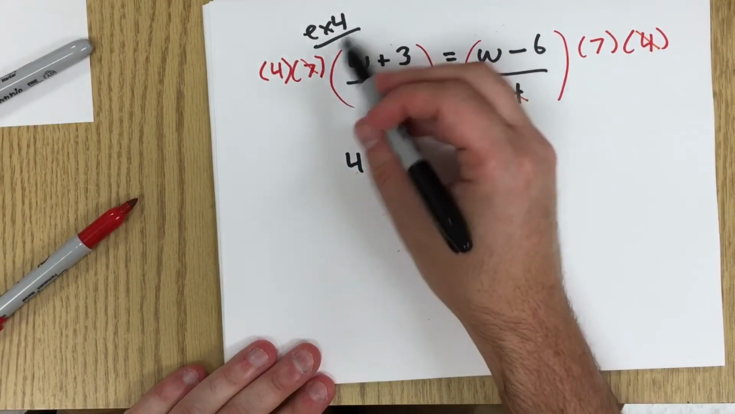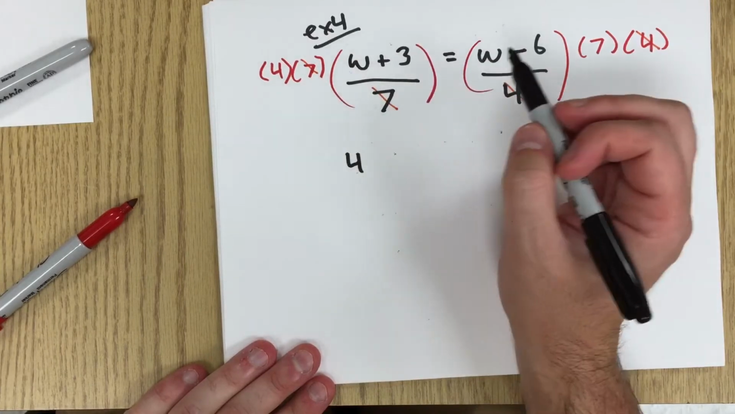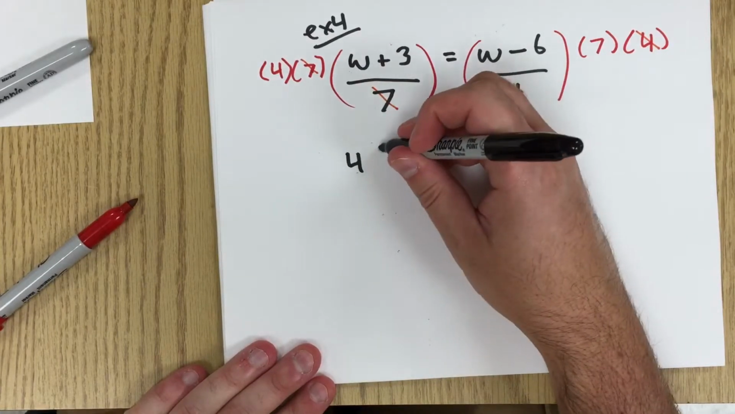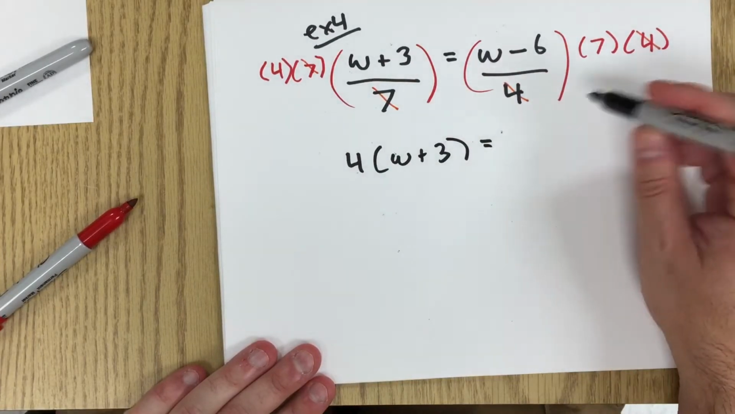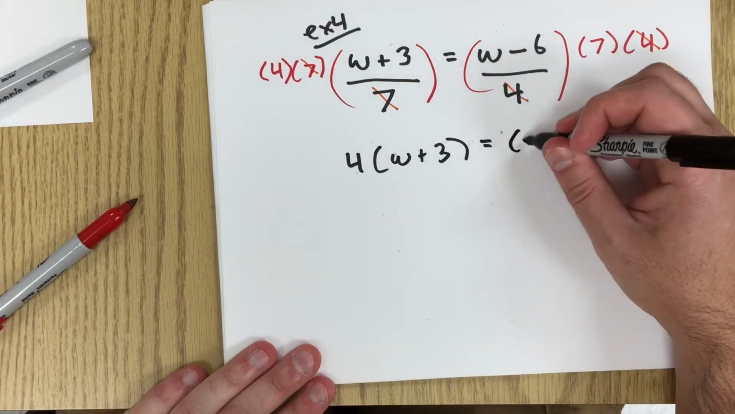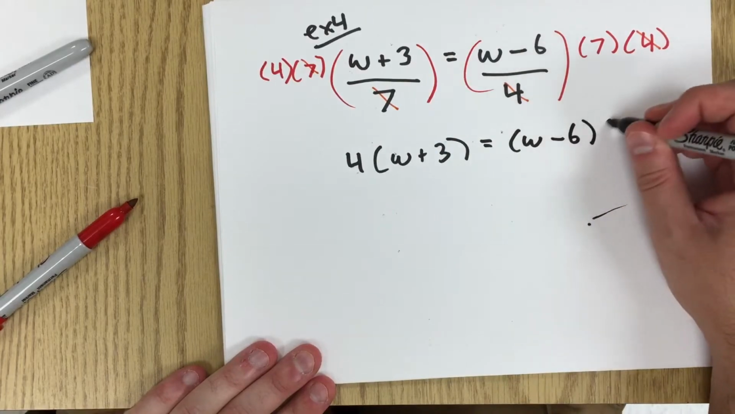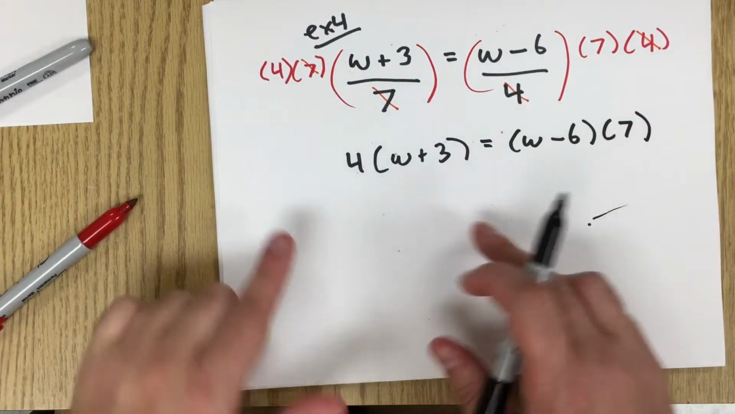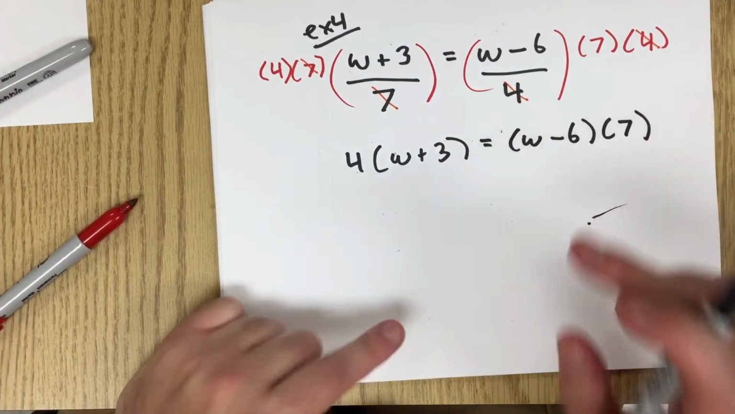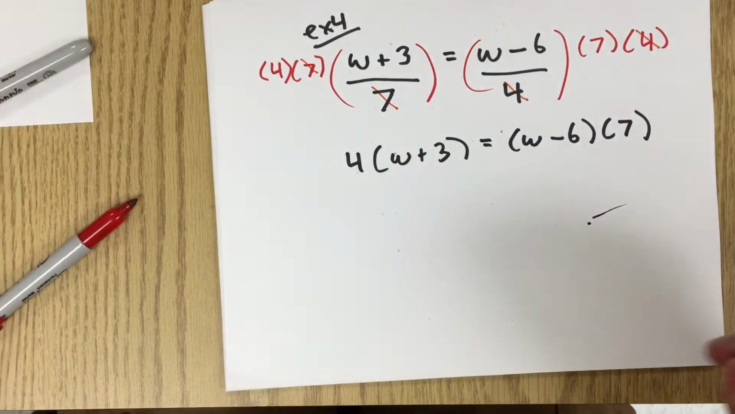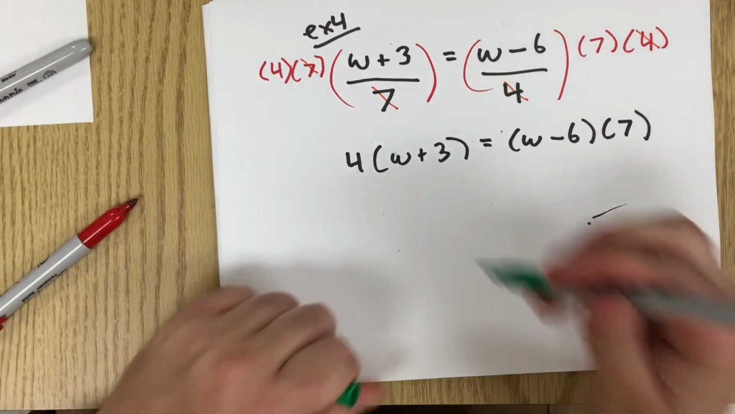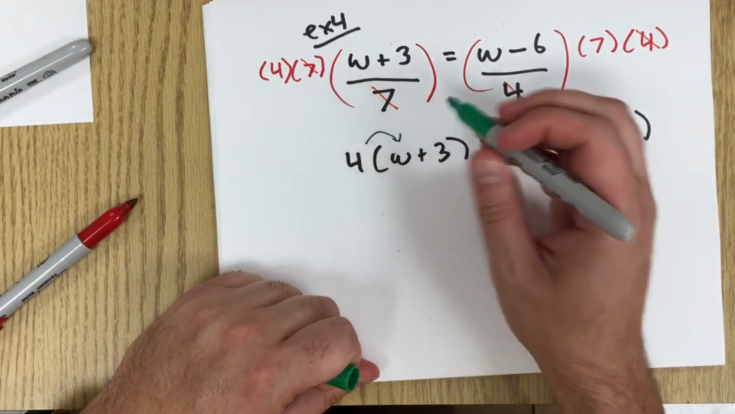Notice that I always put a bracket around the entire side when I multiply the entire side. So it's going to be 4w plus 3 equals w minus 6 times 7. And we could have switched the order. I could have done it as 7 times w minus 6. I happen to do it the other way, but it doesn't make a difference. So then what we're going to do is distribute these numbers.